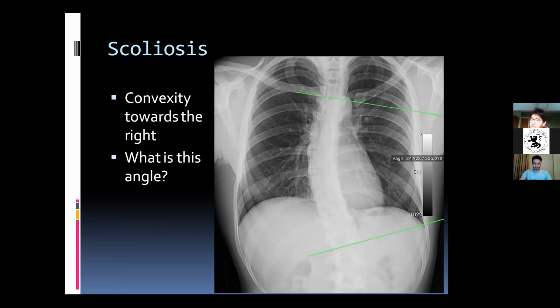And what do you know about the actual management? What do we do when monitoring progression? Well done. That's a good way as well. So in this case, what would you do? The Cobb's angle is 25. What would you do?